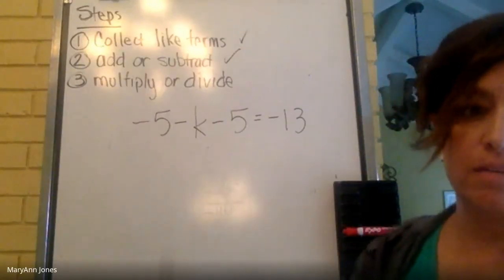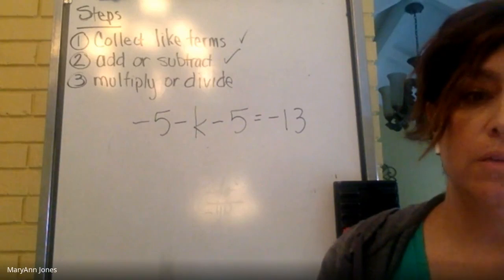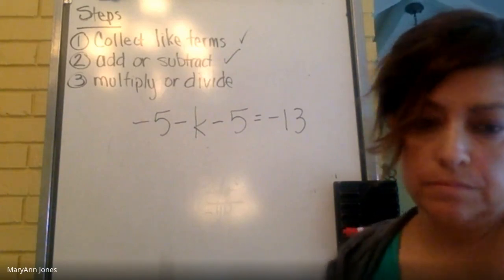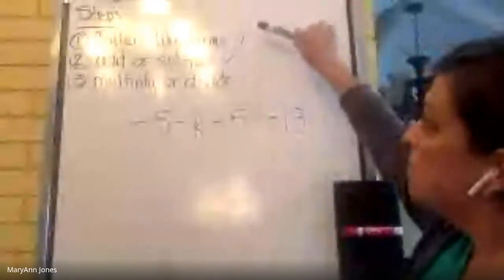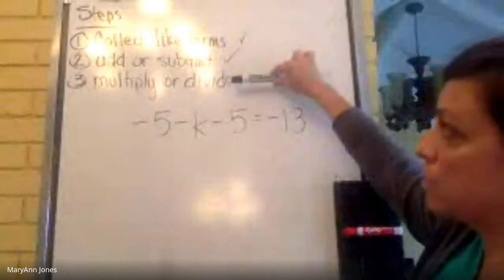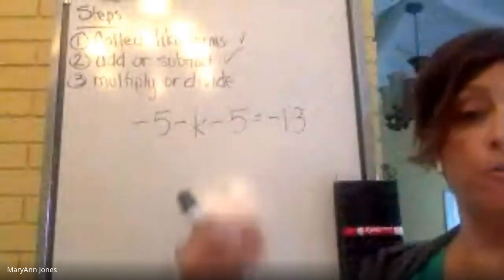It says negative 5 minus k minus 5 equals negative 13. Does that say plus 13? It equals negative 13, yes. So go ahead and follow these steps: collect like terms, add or subtract, multiply or divide. And I'll tell you that you have to do all 3 of these on this one.